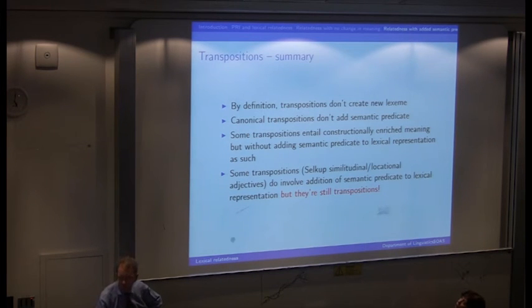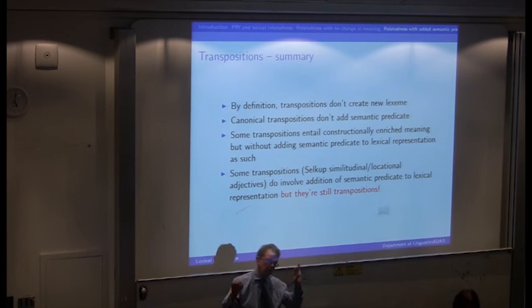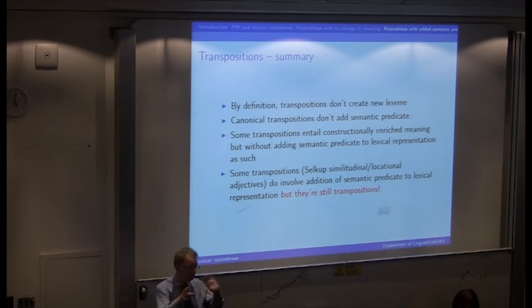And the crucial thing is that you can have transpositions which involve an additional semantic predicate, but they're still transpositions. It's still a form of a single lexeme. And I like that because my very, very crude typology, when I ask, is this attribute the same or different? And if it's different, is there overlap between one and the other? That basic crude typology predicts that these things should exist. So the fact they do is quite nice.